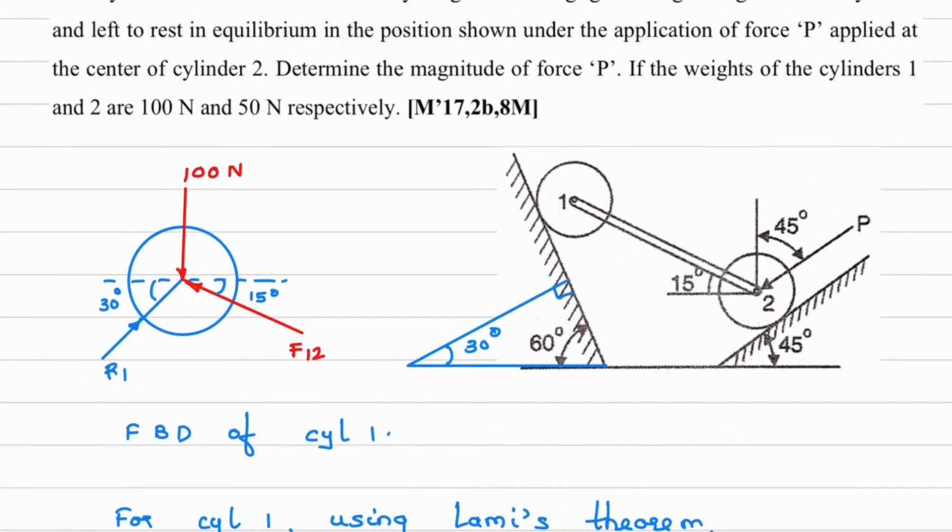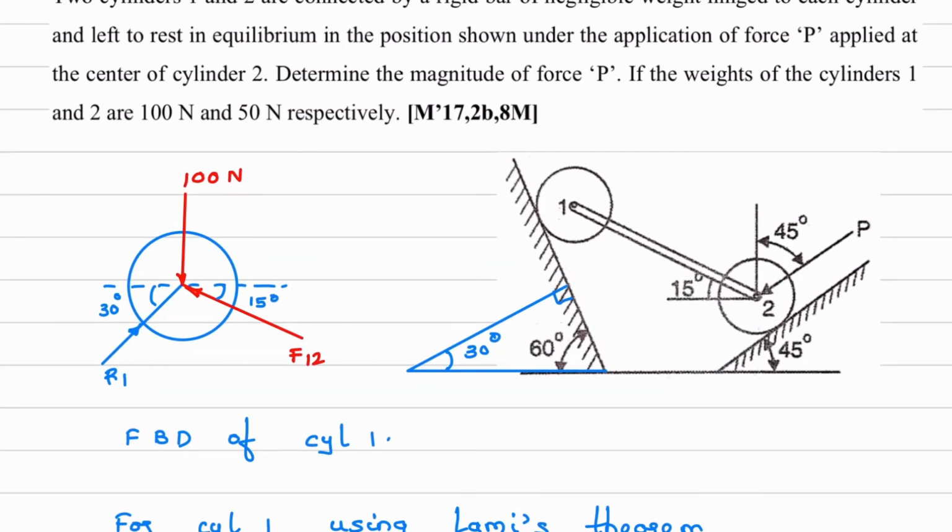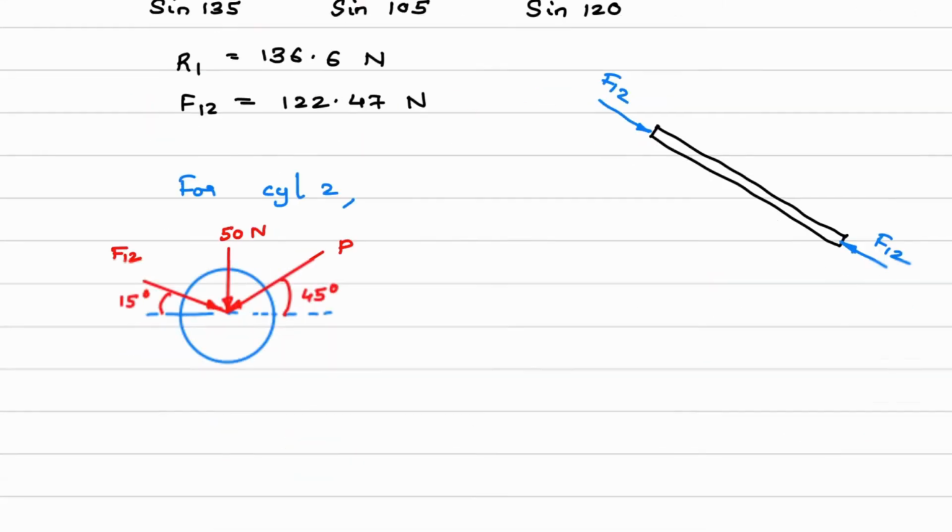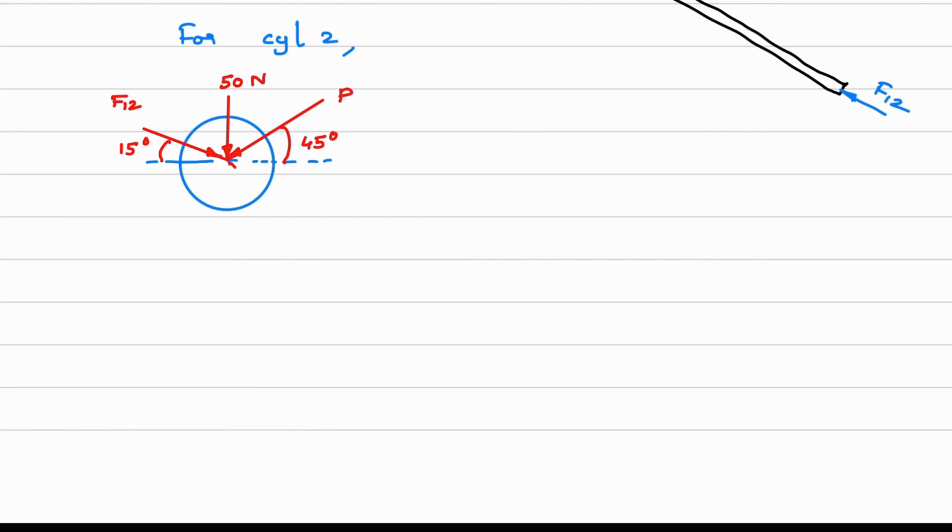Next we will see the reaction. Okay, now this reaction is perpendicular over here, and this angle is 45 degree. So this angle will be 45 degree, and alternate angle, this angle will also be 45 degree. So I'll show the force and the angle now. So this is the reaction. Reaction is R2, and angle over here is 45 degree. So we have drawn FBD of cylinder 2.